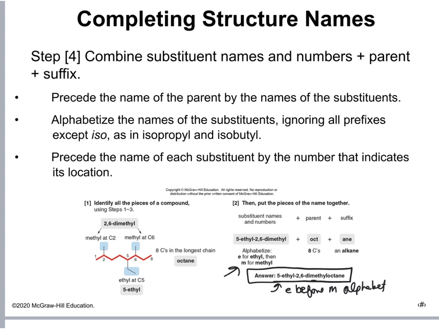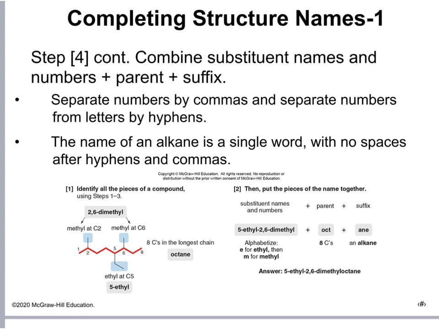So you probably have some online homework questions too that will help with this concept of naming. Okay, and then you kind of combine them all together. This is octane, so it's just an alkane, and we have 2,6-dimethyl, and we have 5-ethyl. And they're just showing you that it's a single word with no spaces, and you use commas between numbers, and you use hyphens between numbers and letters.